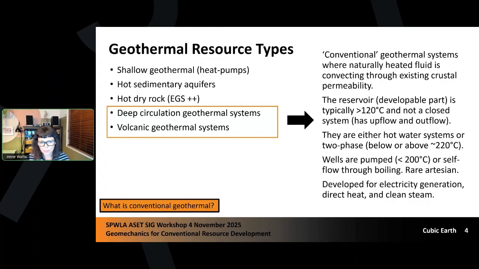You've got resources up to about 330, 340, some of the volcanic systems like Puna. And they're not closed, they're dynamic. So they have fluid upflowing into them and outflowing or discharging out of them. And so they can either be hot water, single phase, or above 220 degrees Celsius, they're two-phase, steam dominant or liquid dominant. And so in terms of extraction, we're either pumping these wells if they're cool, or they're self-flowing through the energy of boiling. And rarely they're artesian, there are a few cases around. And so they're utilized for electricity generation, primarily direct heat and clean steam.